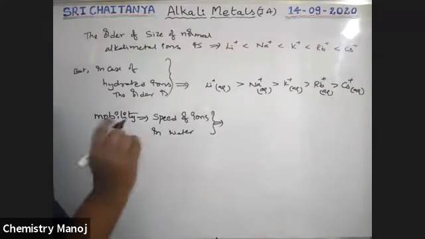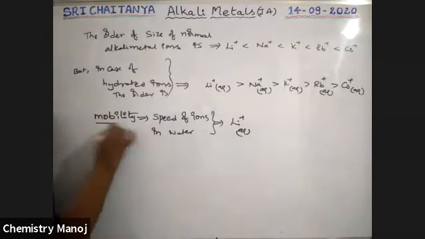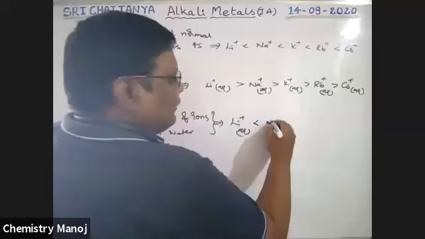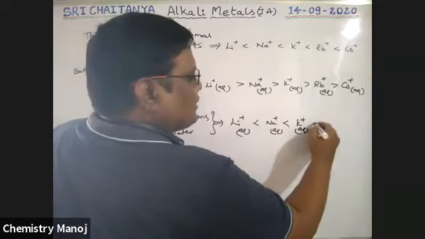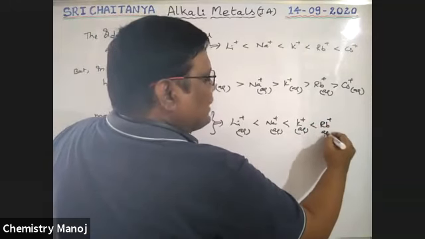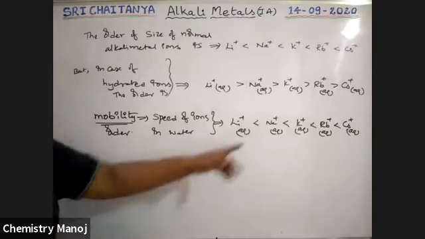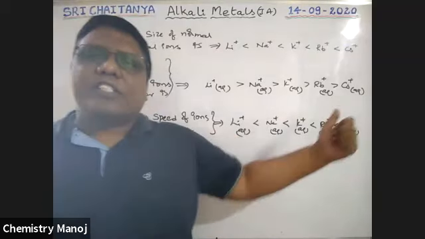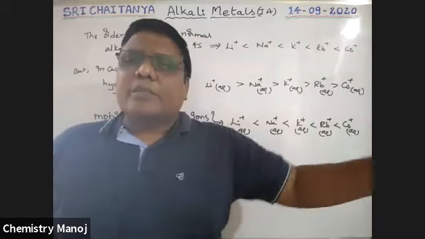Therefore, what is the order? The mobility order in aqueous: Li+ is less than Na+ aqueous, less than K+ aqueous, less than Rb+ aqueous, less than Cs+ aqueous. That means among these ions, which is free to move, aqueous lithium or aqueous cesium? No doubt, aqueous cesium has more mobility. More is the speed in it.